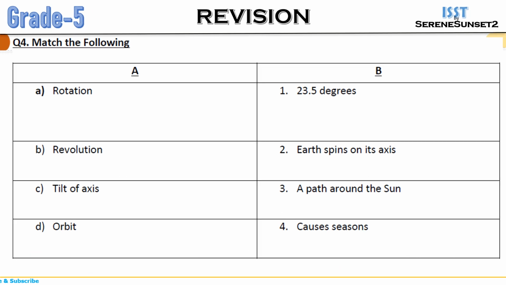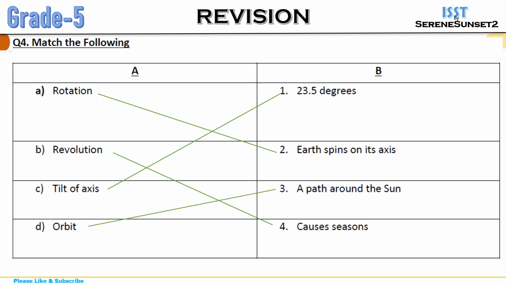Match the following. A. Rotation. Answer: the Earth spins on its axis. B. Revolutions. Answer: causes seasons. C. Tilt of axis. Answer: 23.5 degrees. And orbit: a path around the Sun.